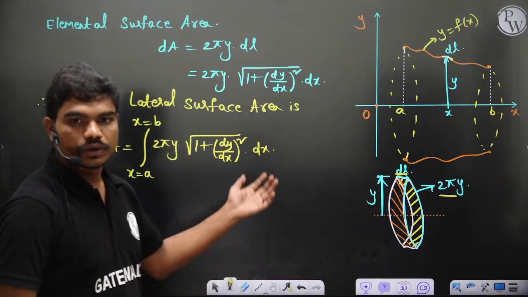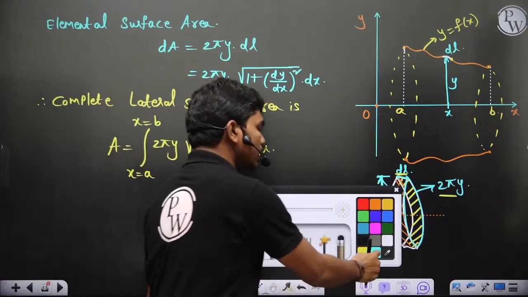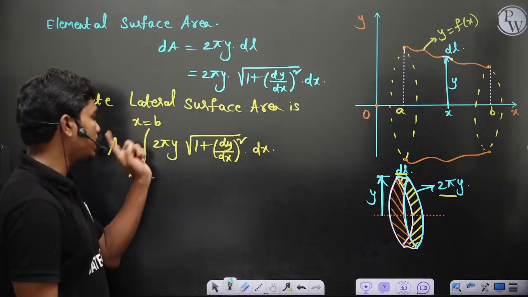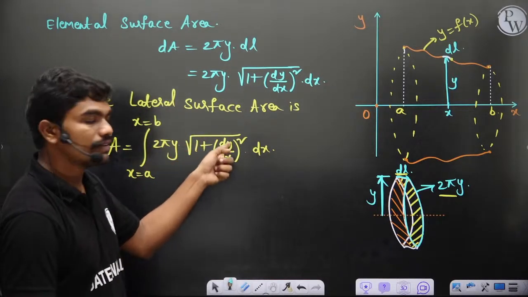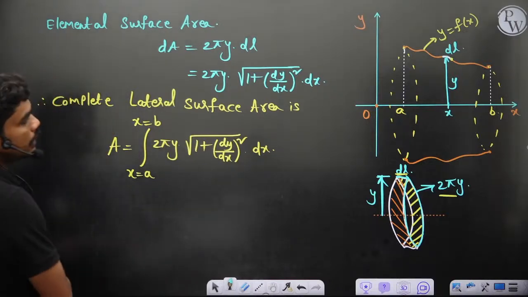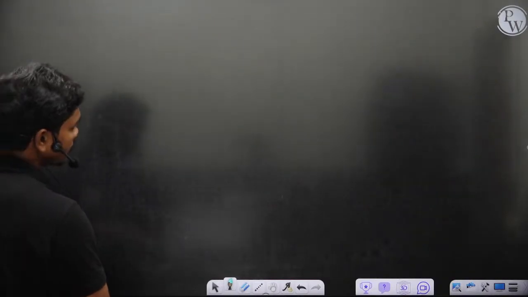Or you can also get it as, if you evolve about y axis, then y equal to c to y equal to d, 2 pi x root of 1 plus dx by dy whole square dy is what you would have got. Okay, so let's solve an example to get clarity on this.